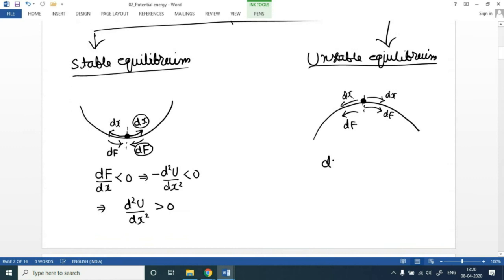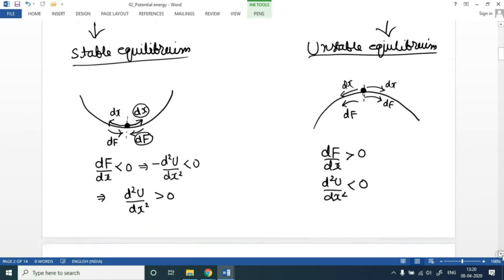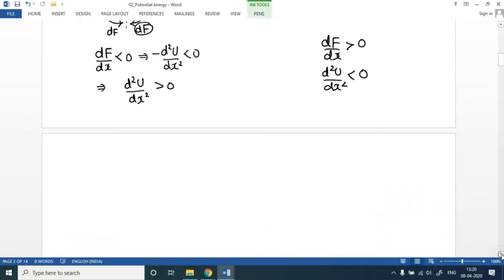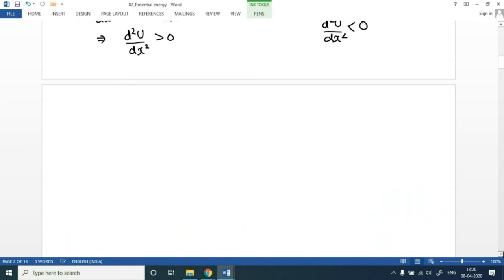So here clearly we can say that dF by dx is a positive quantity. So d2U by dx square is going to be negative in this case. So these are the conditions for stable and unstable equilibrium position. Let's try to look at it graphically. First of all, we will try to learn it in the F versus x graph.